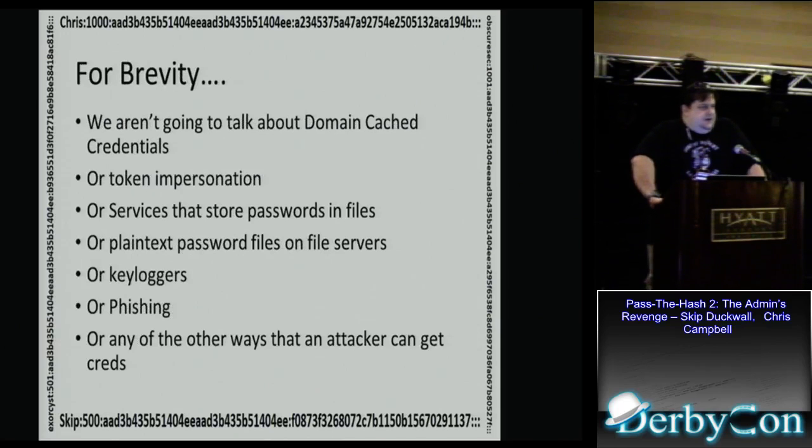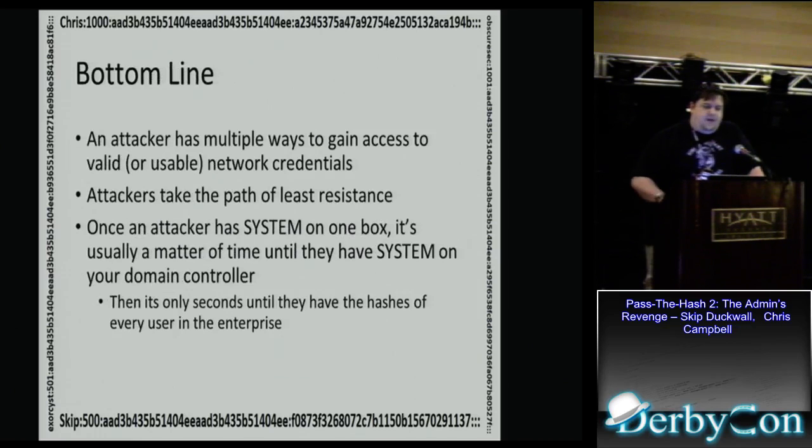And just because there's not enough time in the day, we're not going to talk about domain cached credentials, token impersonation, services that store passwords in files, plain text passwords and file data on the file server somewhere, keyloggers, phishing, or any of the other ways that attackers can get usernames and passwords. Bottom line is, an attacker has multiple ways to gain access to valid or usable network credentials. Attackers always take the path of least resistance. And once an attacker has system on a box, it's usually a matter of time until they have system on your domain controller. Just the way it is.